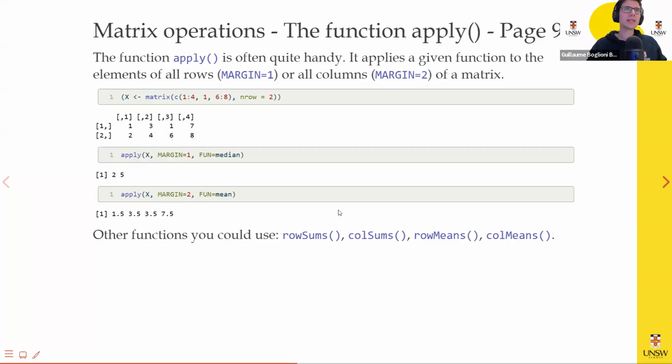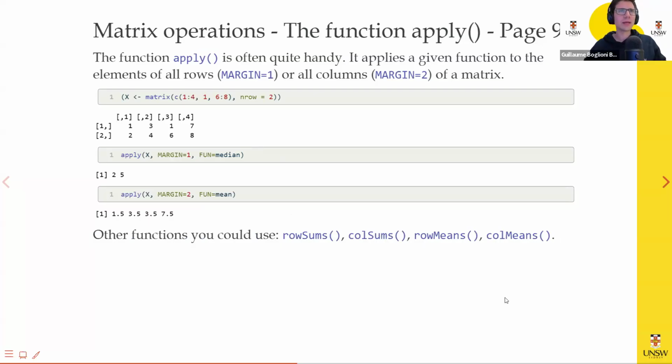Now, this works in general. You can have some fancy functions that you plug in, but there are also some shortcuts, which are functions already implemented in R. To find the sums of all rows, there's the rowSums function. Again, the sums of the columns already exist, and the means of the rows exist as well, and the means of the columns too. So you don't need the apply function for those specific cases, is what I'm saying.